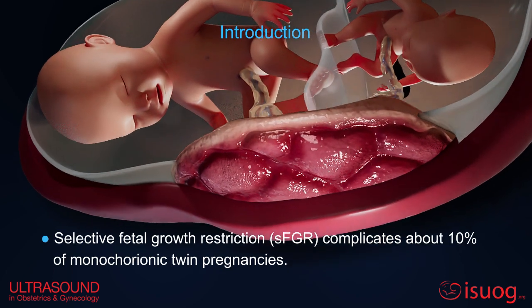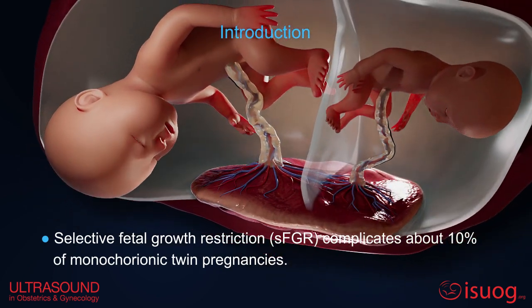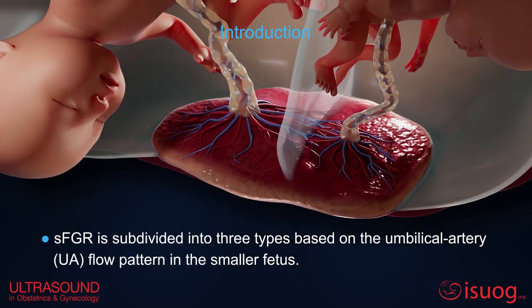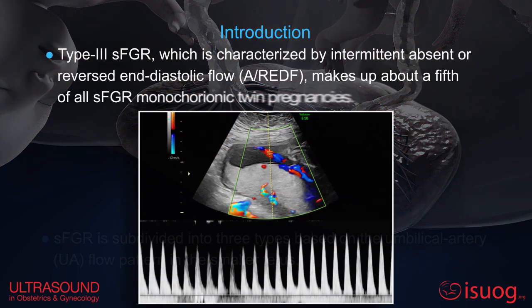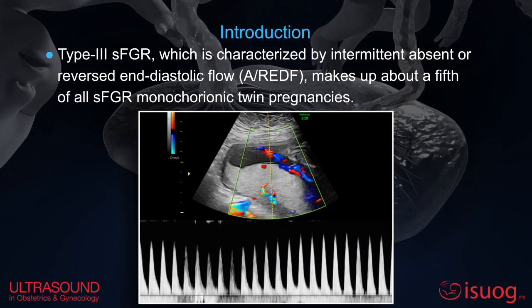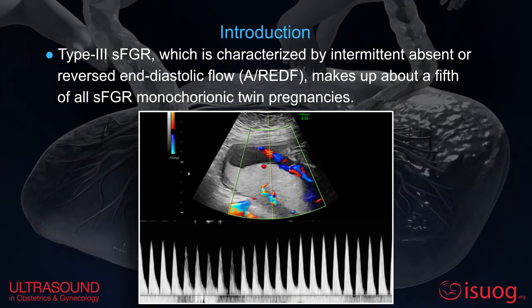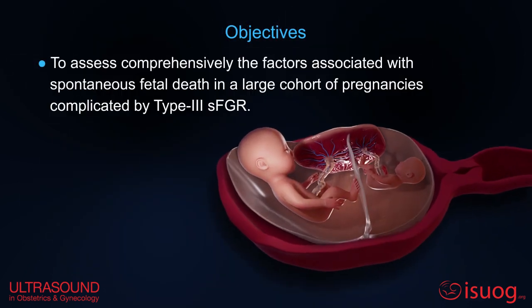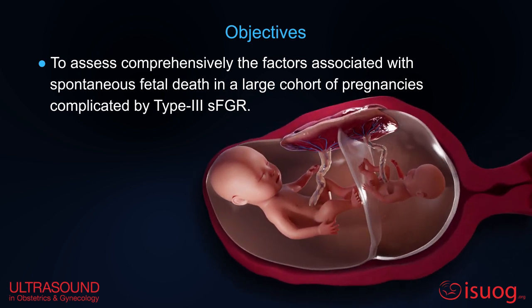Selective fetal growth restriction complicates about 10% of monochorionic twin pregnancies. It's subdivided into three types based on the umbilical artery flow pattern in the smaller fetus. Type 3 SFGR, which is characterized by intermittent absent or reversed end diastolic flow, makes up about a fifth of all SFGR.